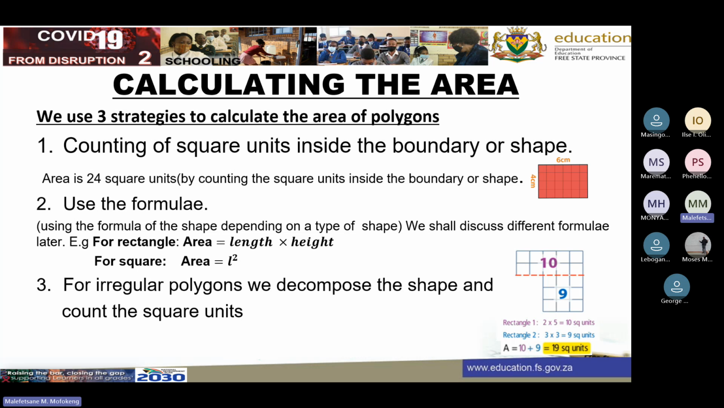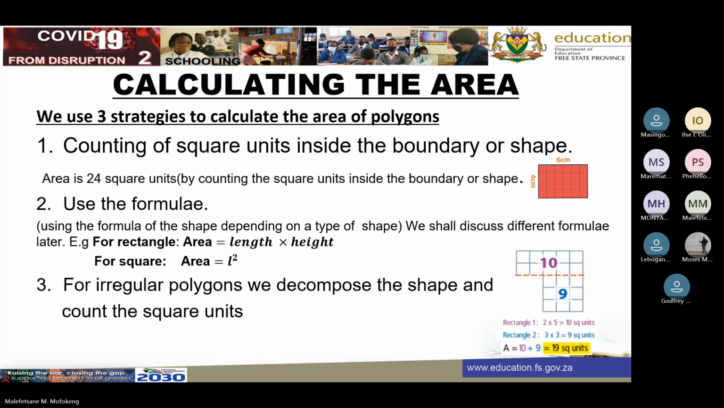To calculate the area, we use 3 strategies for a polygon. Firstly, counting the square units inside the boundary of a shape. The area of that red rectangle is 24. By counting the squares inside the boundary of the shape, that's how we can find the area.